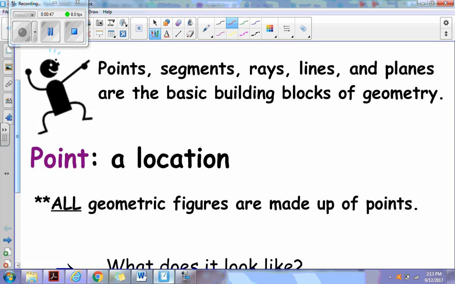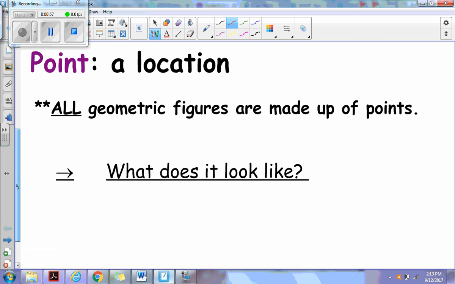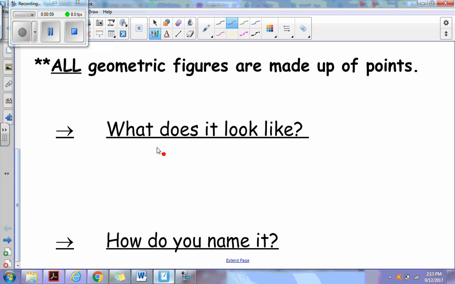Made up of a point? Made up of points, a series of points. Okay, now, points do not have any size because they're literally just a location. What does a point look like? That. That's it. Okay. Usually what will happen is there's a letter next to it. It's capitalized. That part's kind of important.